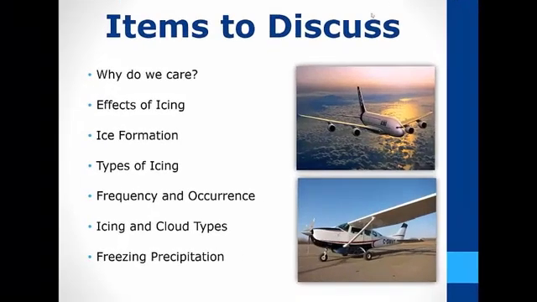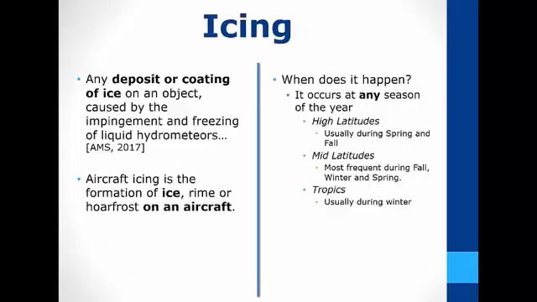In the atmosphere, there's a lack of ice condensation nuclei, and so because of that, water can become supercooled. We'll talk a little bit more about that. But icing occurs most often in the winter and spring months.